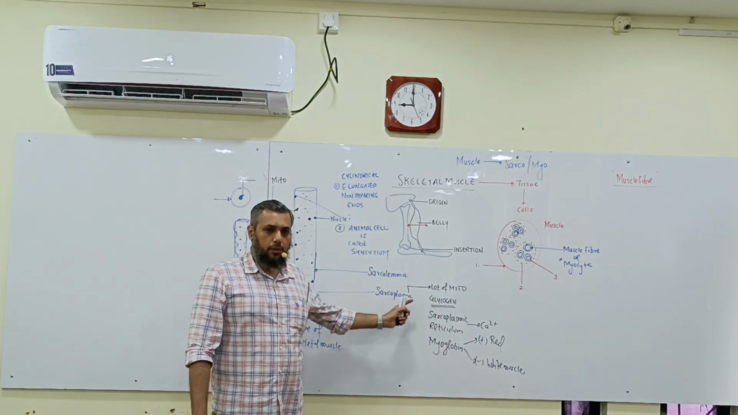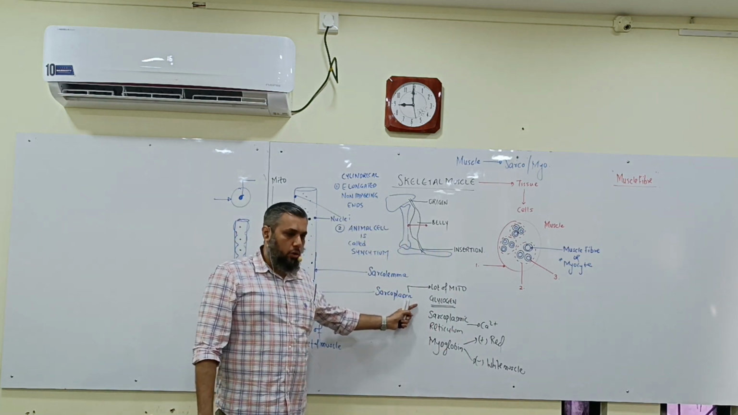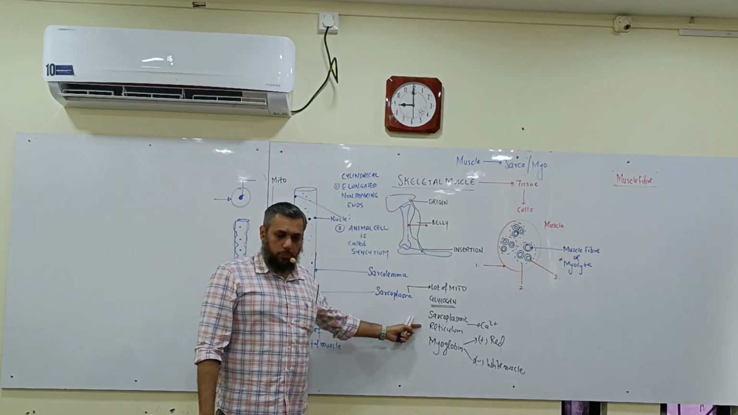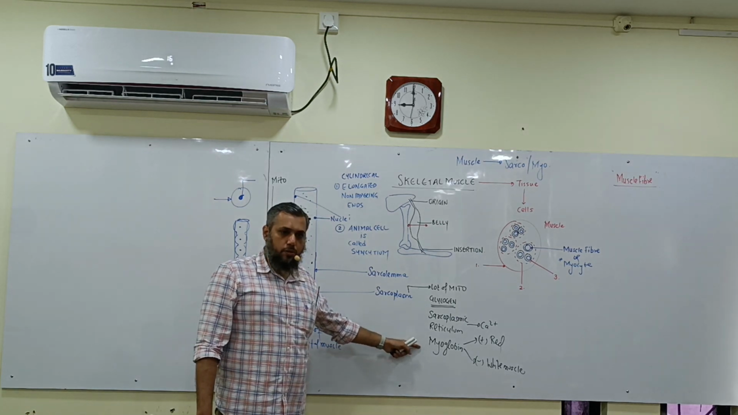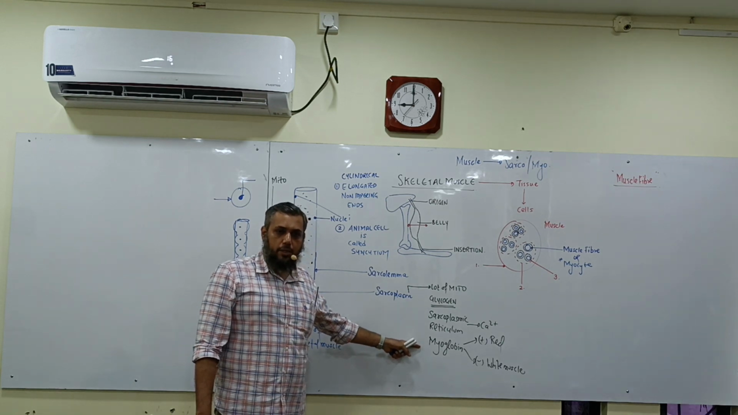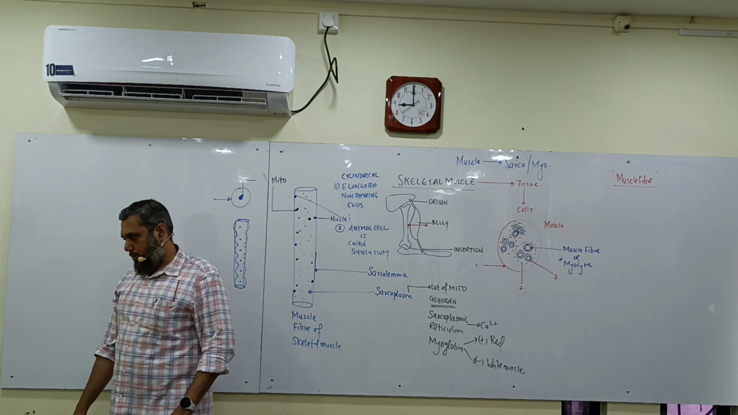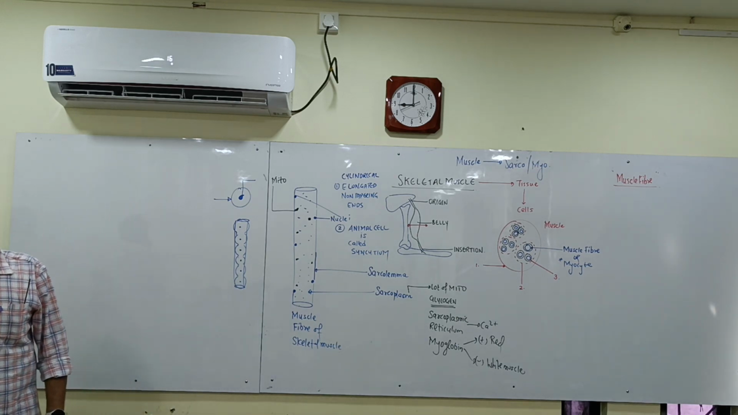So it has a lot of mitochondria, glycogen. It has got what? Sarcoplasmic reticulum. It shows the presence of myoglobin. Depending on the presence and absence of myoglobin, we can call it a red muscle or a white muscle. Let's move ahead, children.